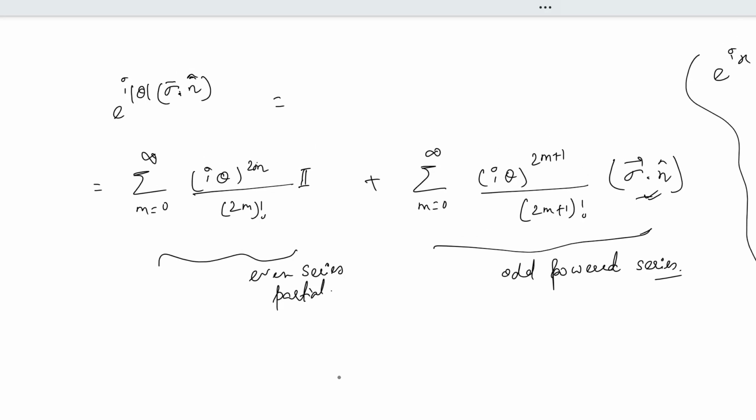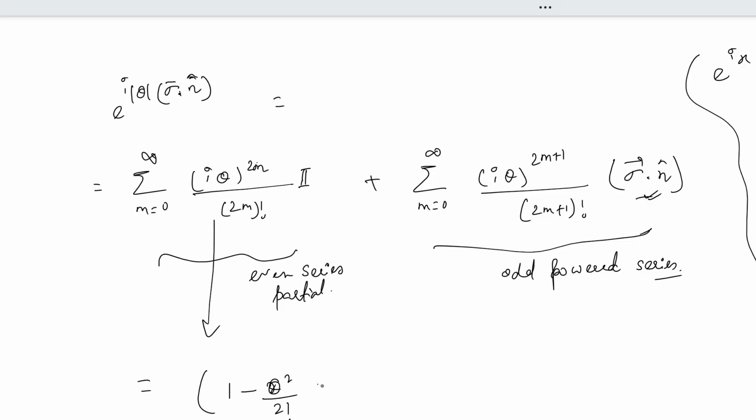So now when you have already simplified it like that, you can recognize this series as nothing but your cos theta series. How? Because you are seeing that the first term, for m equal to 0, is 1, right? And then your next term will be (i theta) to the power of 2m. So the next part will be i squared theta squared. I squared is minus 1. So this is theta squared by 2 factorial.